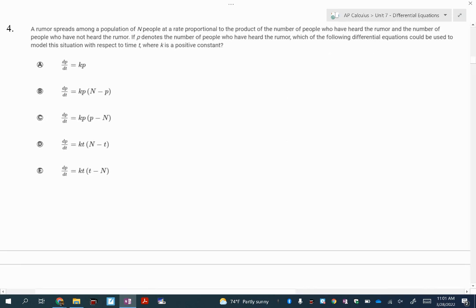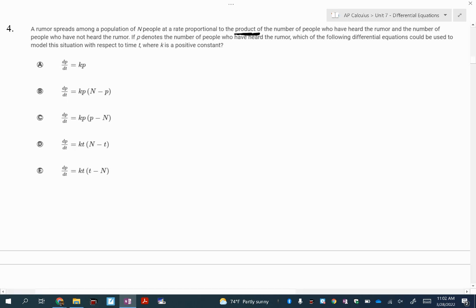Okay, so we've got a rumor that spreads among a population of people, which is labeled letter N, at a rate proportional to the product of the number of people who have heard the rumor and the number of people who have not heard the rumor. So I see the word product.